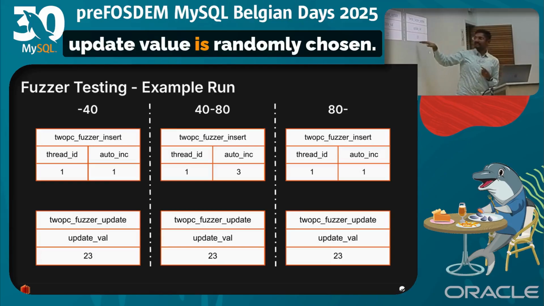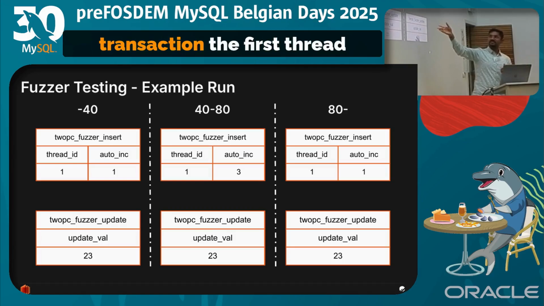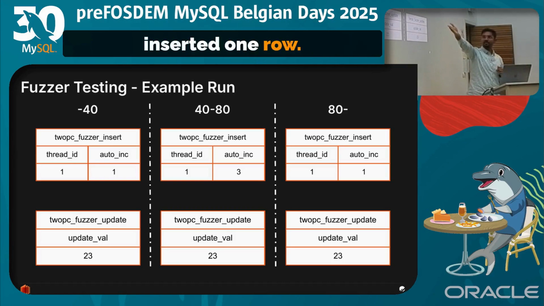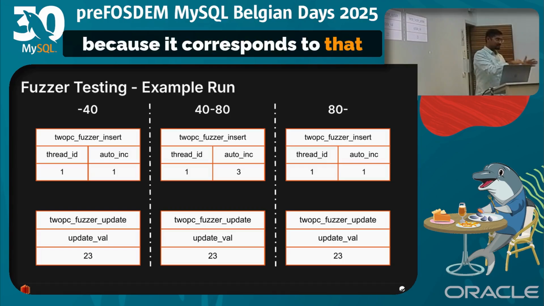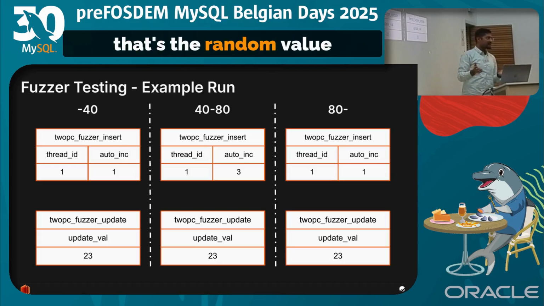The update value is randomly chosen, so this is a rand.int that we call. So let's say for this transaction, the first thread inserted 1 row. The thread ID would be 1 because it corresponds to the thread running that transaction. And it would update all the 3 values to 23 because that's the random value that it chose.